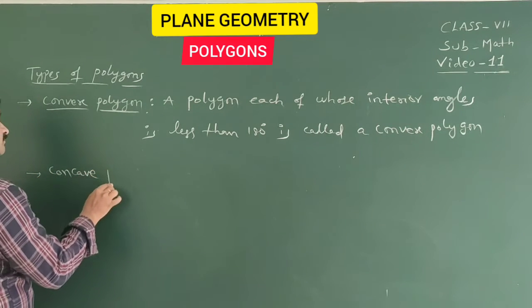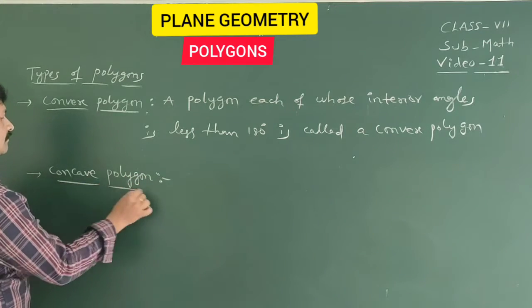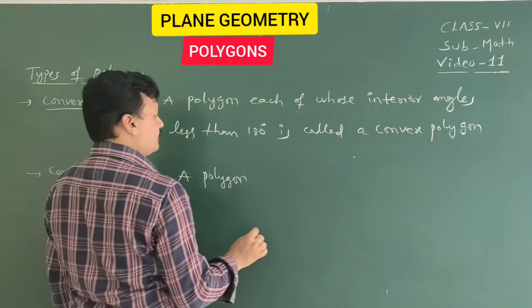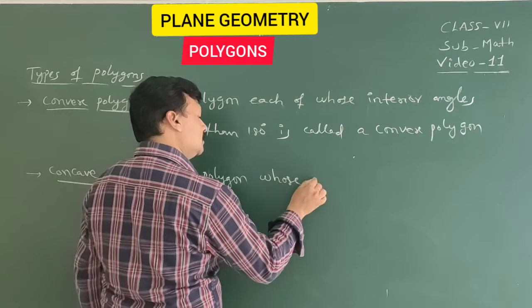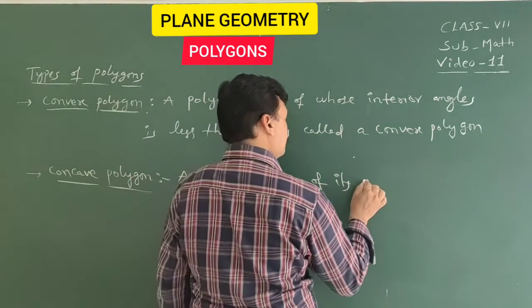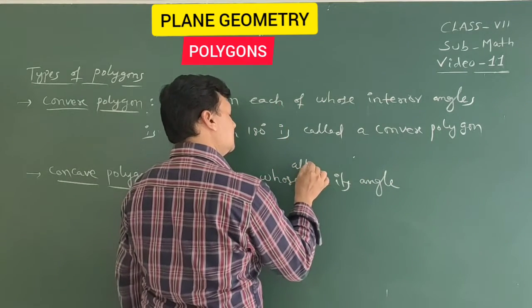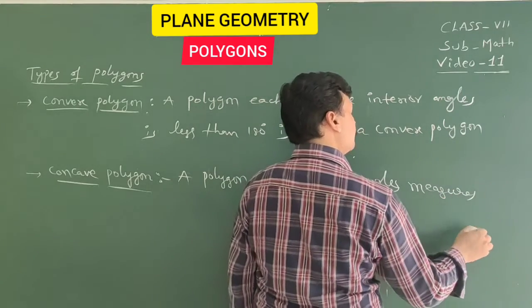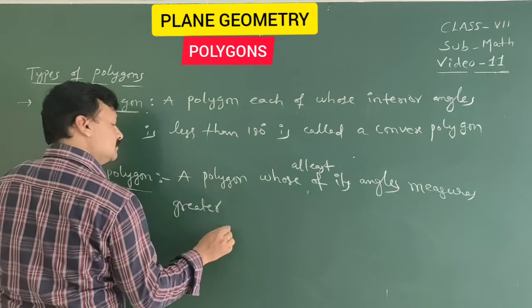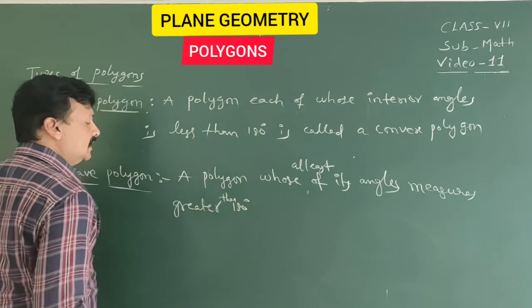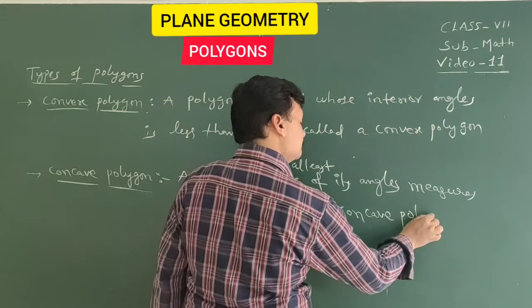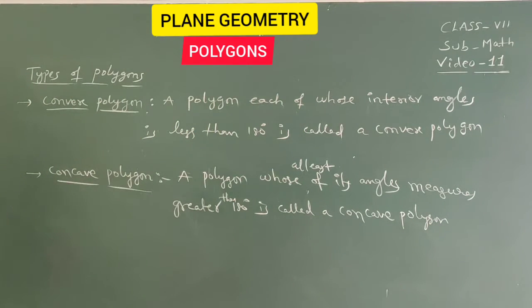Concave polygon. A polygon at least one of whose angles measures greater than 180 degrees is called a concave polygon.